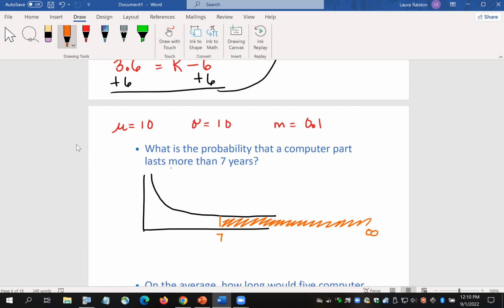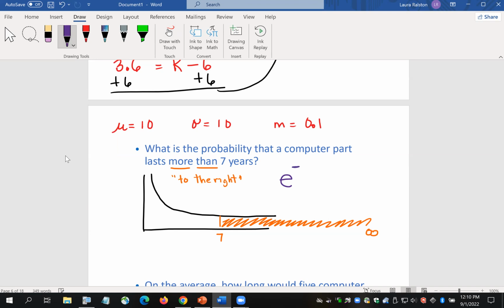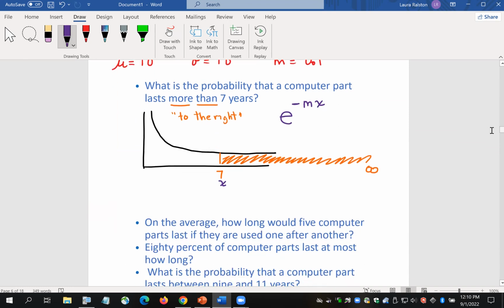Now, I shaded to the right because this says more than. And hopefully even that rough picture helps you see that this one is to the right, because that's going to help me determine the formula that I should use to calculate the probability. The formula for to the right was e, which is your natural number, to the negative mx. In this case, your x is 7. Our m is the 1/10.